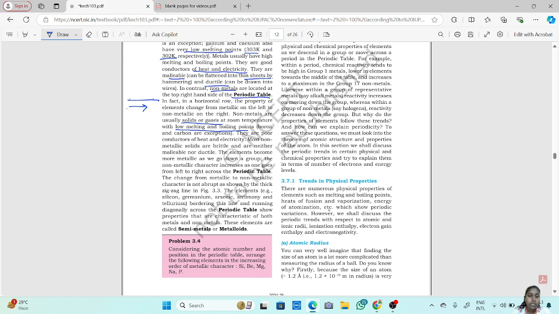Now, non-metals are poor conductors of heat and electricity. Most non-metallic solids are brittle and are neither malleable nor ductile. So most of the non-metals are soft or mushy kind of, so they are not malleable or ductile. Now, the elements become more metallic as we go down the group. So their metallic character increases as we go down the group.